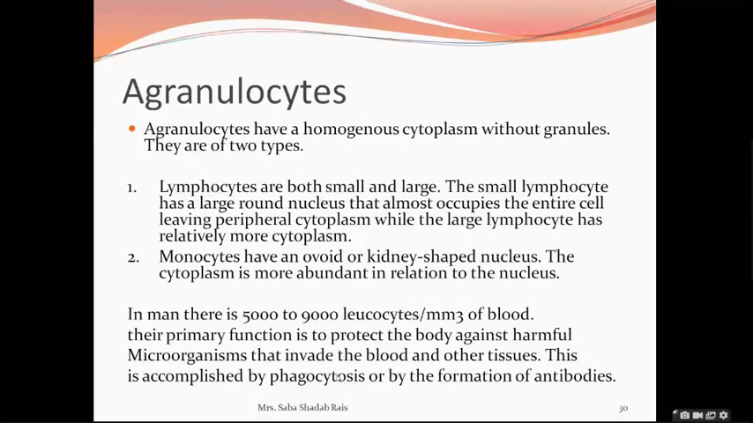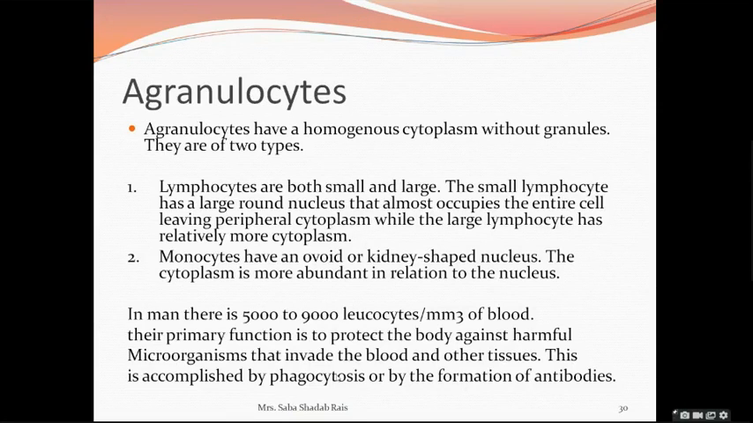The small lymphocytes, you will find, have a large round nucleus which almost occupies the cell. Now see this, you will find they have sparsely a little quantity of cytoplasm, and when we talk about the large lymphocytes, they will have more cytoplasm. When we talk about the monocytes, they have either an ovoid or kidney shaped nucleus. The cytoplasm is more abundant, meaning having more quantity in relation to the nucleus.